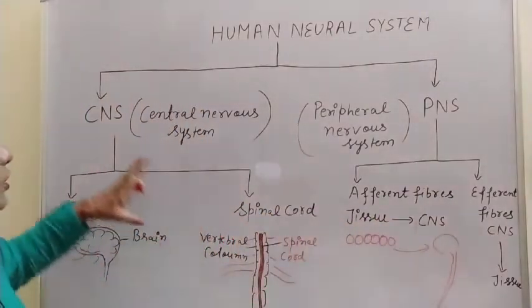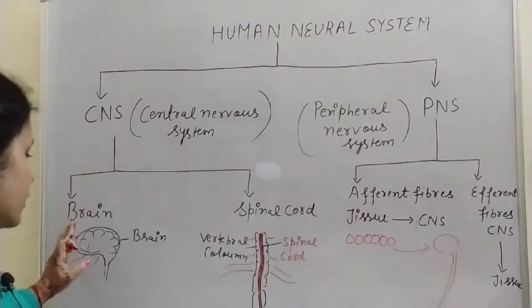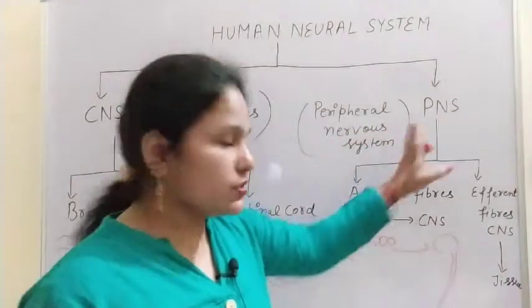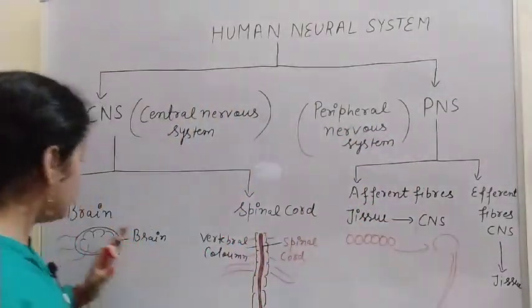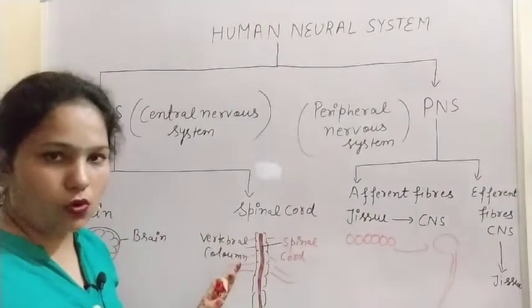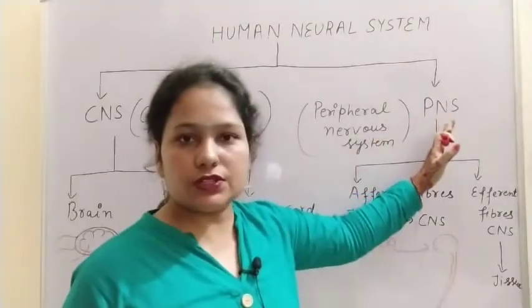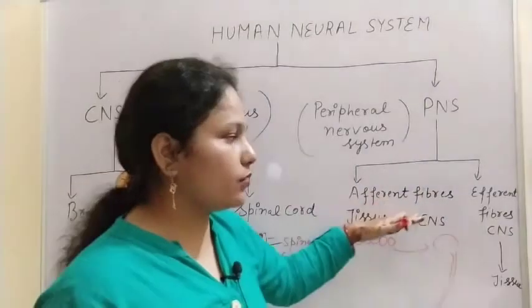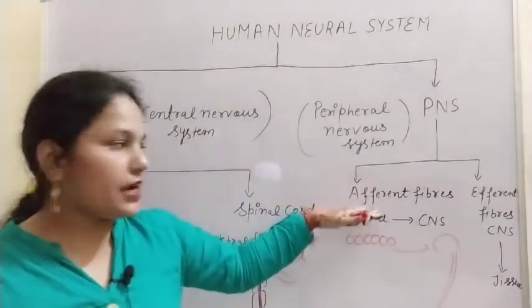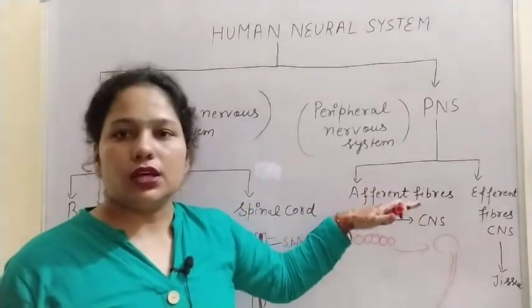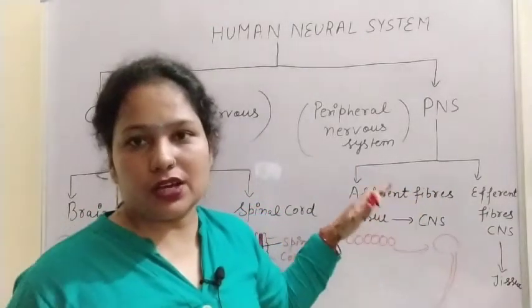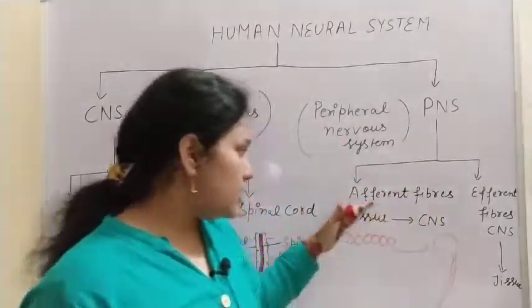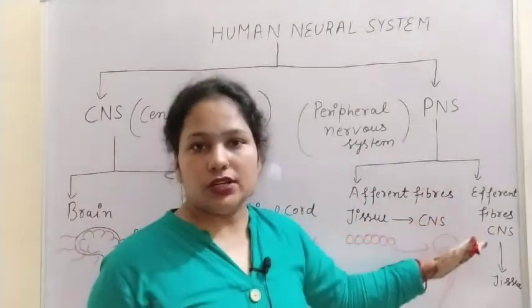So I think you understood the central nervous system, which is divided into two parts, brain and spinal cord. And the peripheral nervous system means the nerves arising from the brain and the spinal cord, and these nerves are of two types, afferent fibers and efferent fibers. You heard the words afferent and efferent in the chapter Excretory Products and Their Elimination. There it was afferent arteriole and efferent arteriole. In the same way, here we have afferent fibers and efferent fibers.